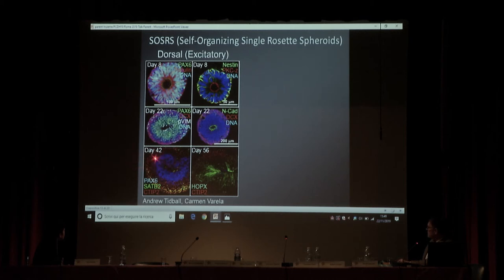And by day 42, this is the stem cell region that expresses PAX6, and they have markers of deep and superficial cortical layers, CTIP2 and SATB2, and HOPX, which is this marker of outer radial glia that are more primate specific and not seen in rodents.